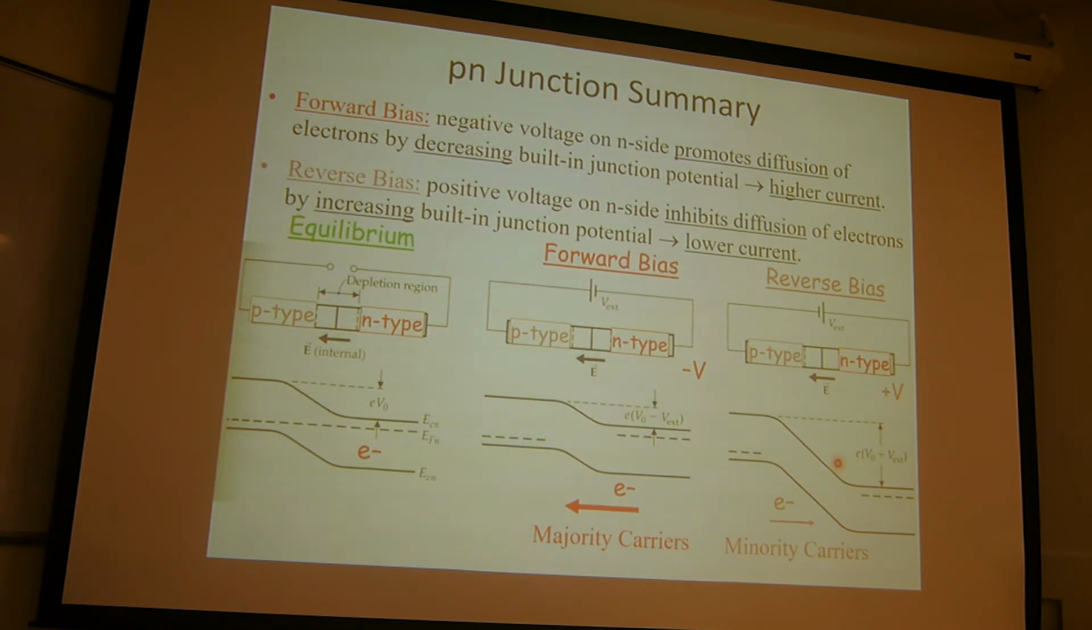Hopefully this band diagram helps you understand why the IV relationship, current versus voltage, is like that for this PN junction. Any questions?